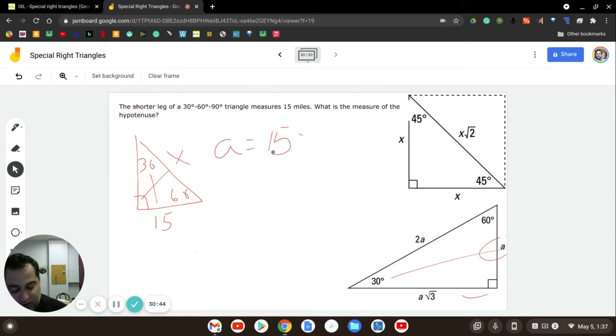Opposite the 90-degree angle is the hypotenuse. That's 2A. So I know that X equals 2A. Well, I know that A is 15, so I know X is going to be 30.